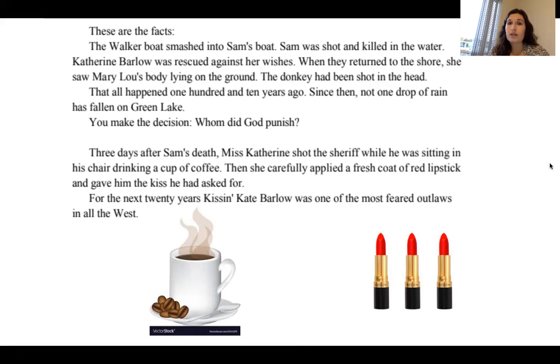That all happened 110 years ago. Since then, not one drop of rain has fallen on Green Lake. You make the decision. Whom did God punish? 3 days after Sam's death, Miss Catherine shot the sheriff while he was sitting in his chair drinking a cup of coffee. Then she carefully applied a fresh coat of red lipstick and gave him the kiss he had asked for. For the next 20 years, Kissing Kate Barlow was one of the most feared outlaws in all the West.